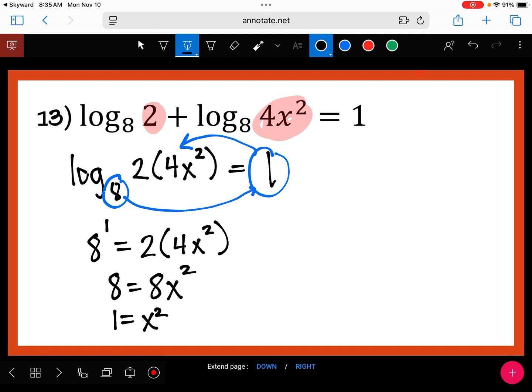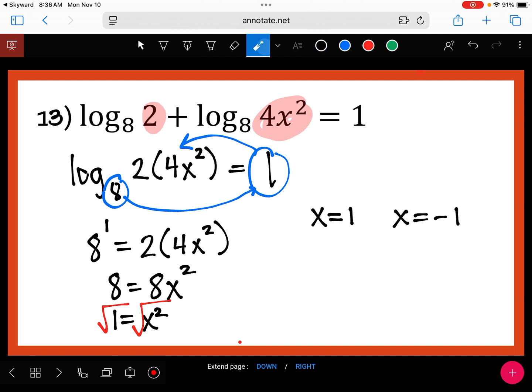So what were your two answers? Because whenever you take the square root, you get two answers. So what's my two answers? What's the square root of 1? Plus and minus 1. So x equals positive 1, because you got to take the square root. And x equals negative 1. So you got to make sure you can use them both.